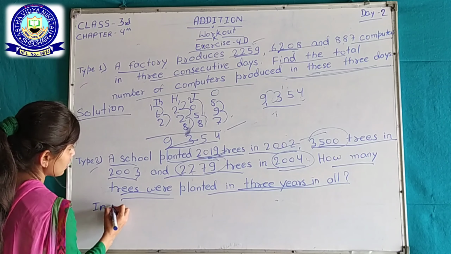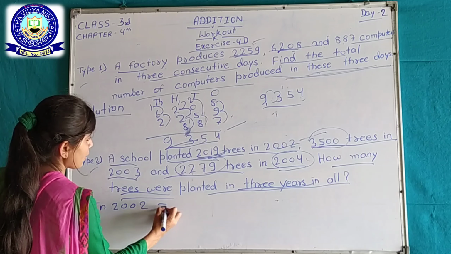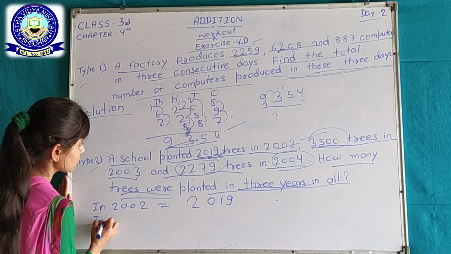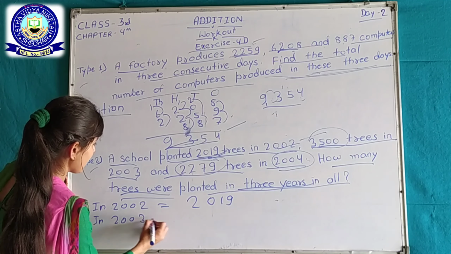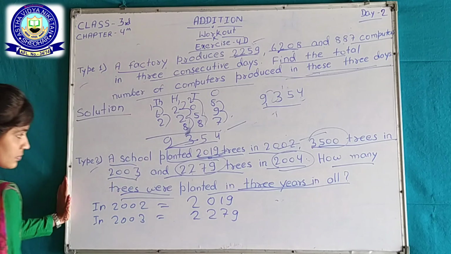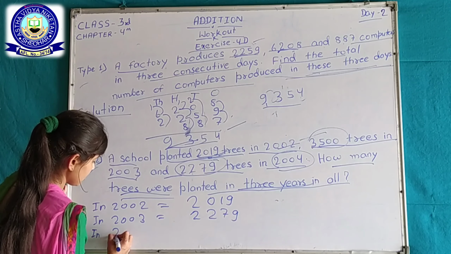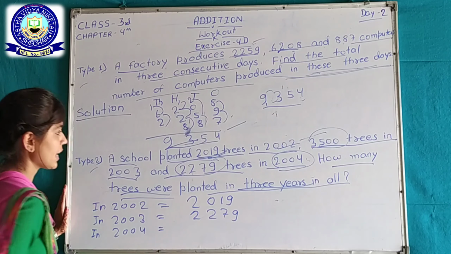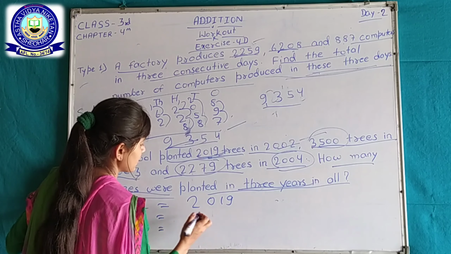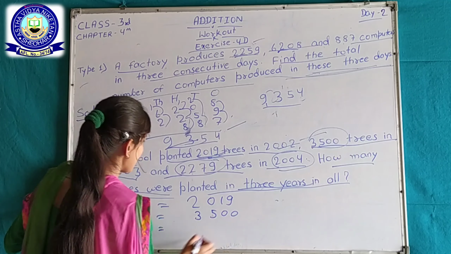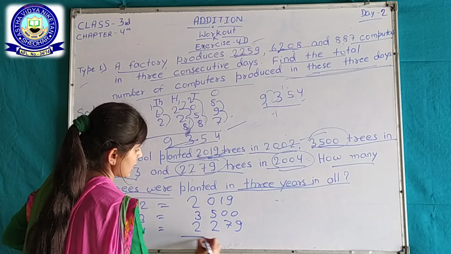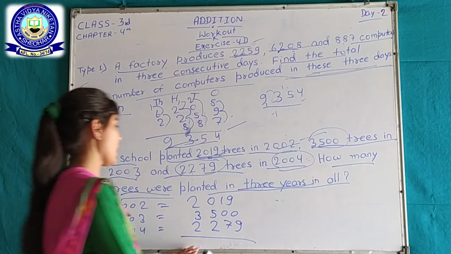Then in 2002 the number of trees is equal to 2019, and in 2003 the number of trees is 3500, and in 2004 the number of trees is equal to 2279. Now you have to find the total number of trees, so we have to add them.